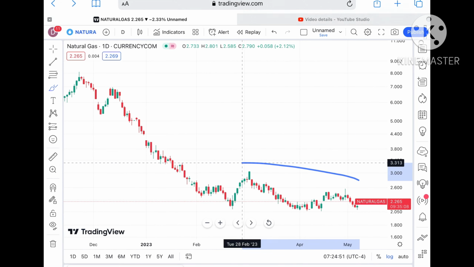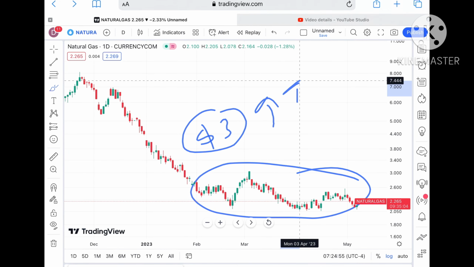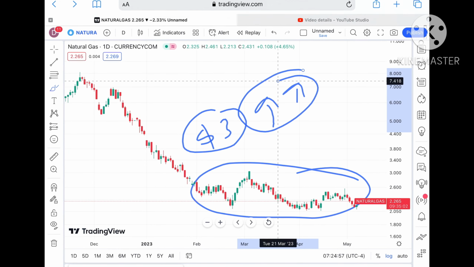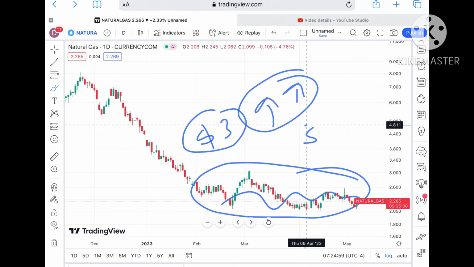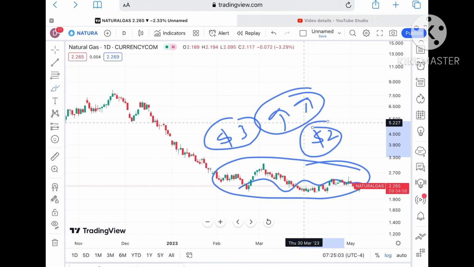Now you have to understand, once this goes above a level of $3, then only we can see it can go further upside. Otherwise it will move in this zone itself. Or if it goes below a level of $2, then we can see it can go further down. Otherwise it will not go.